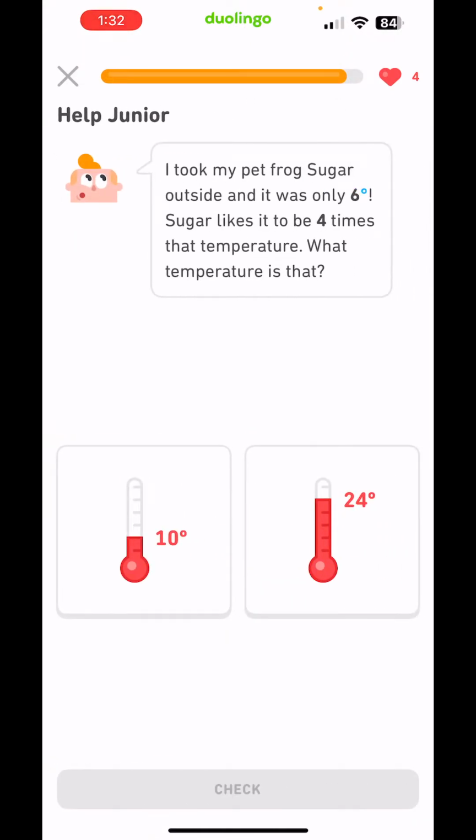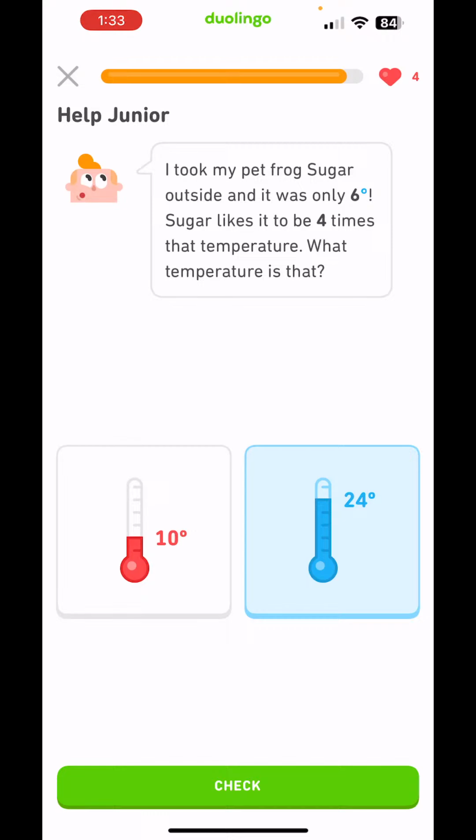Now you have a word problem. I took my pet frog Sugar outside and it was only 6 degrees. Sugar likes it to be 4 times that temperature. What temperature is that? To figure this out, we will do 6 times 4, which is 24. So Sugar likes the temperature to be 24 degrees, which is represented in this picture right here.